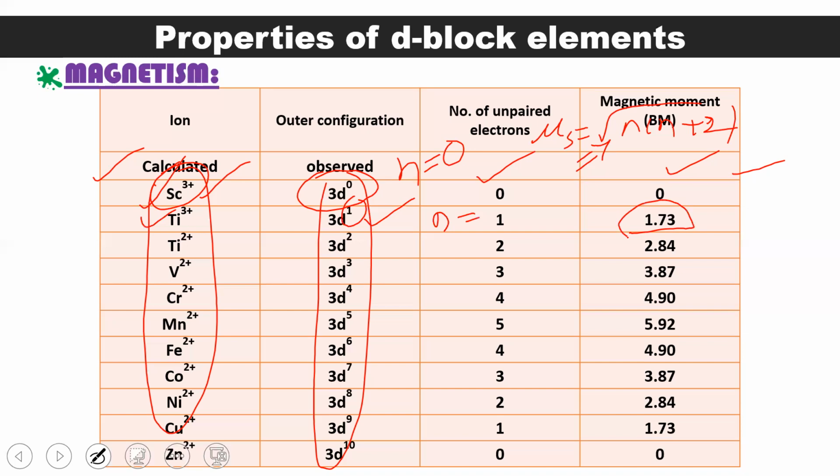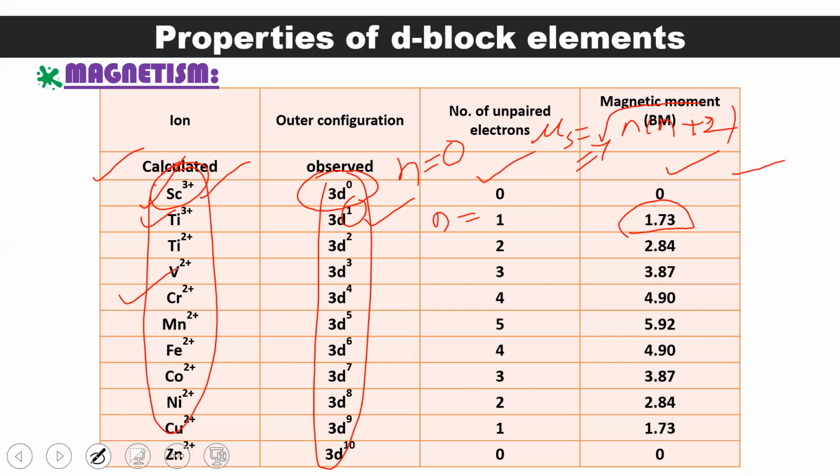Like that you can easily calculate the remaining elements in their particular oxidation states. One thing you have to remember: you have to know how many unpaired electrons are present in an ion, element or compound.